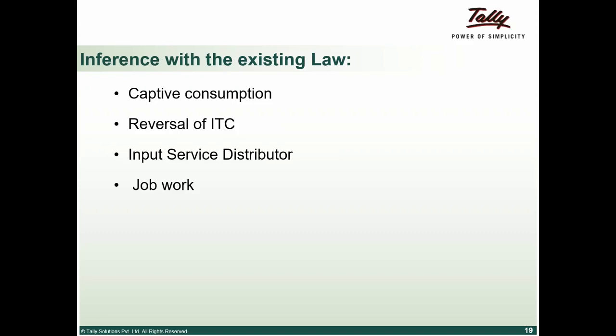Job work: more or less, with slight modifications and enhancements, whatever the existing law is on job work, a similar thing is made available under GST.